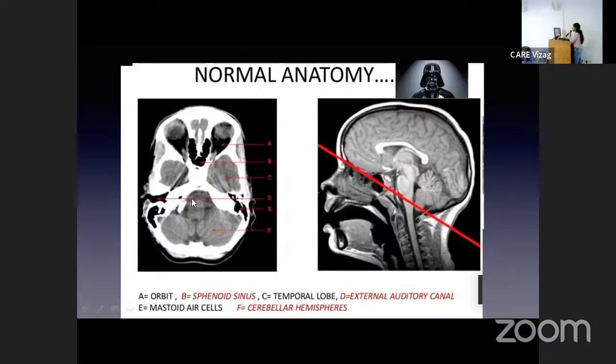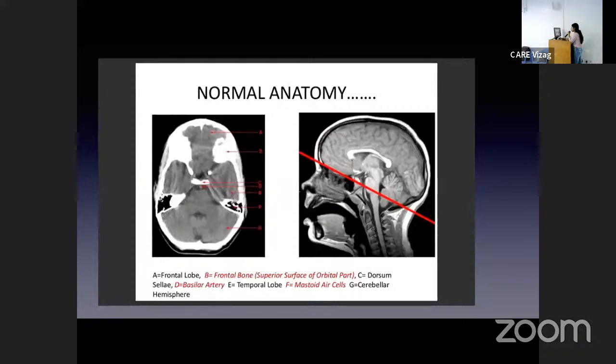pontomedullary junction. So what we see over here in the first slide is the orbit, the frontal bone. Here is our sphenoid sinus, the two temporal lobes, and the external auditory meatus with the mastoid air cells, followed by the cerebral hemispheres and the pontomedullary junction. Now, when we look closely at this structure, it somewhat resembles a Darth Vader character from Star Wars.